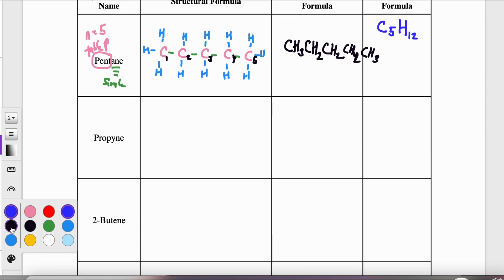Looking at the next example, I have a structure, propyne, so I'm going to circle prop because that's my table P information. That's where I always start, table P. And when I look at table P, next to prop, the N count is 3. So I'm going to put in 3 carbons.